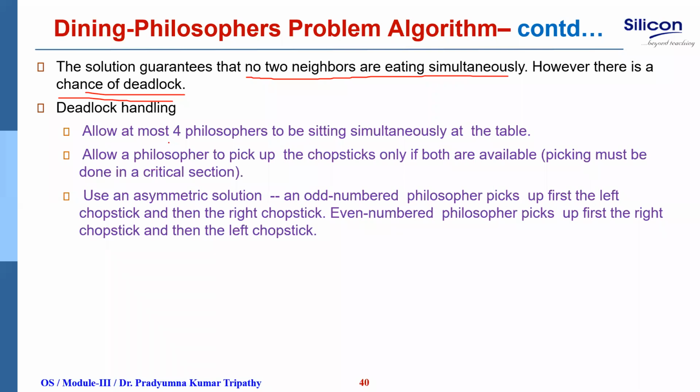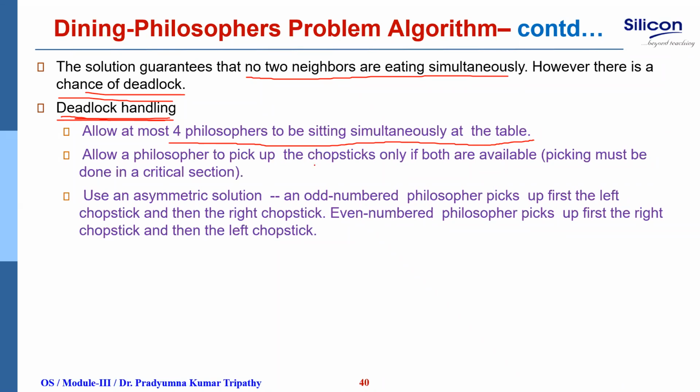It allows at most 4 philosophers to be sitting simultaneously at the table. Allow a philosopher to pick up the chopsticks only if both are available. So these are the things that can be used for handling that deadlock. We see that deadlock may occur, so we'll put some additional condition. What is the additional condition? We'll allow at most 4 philosophers to be sitting simultaneously, not 5. Even if 5 are there, only 4 can do the operations.